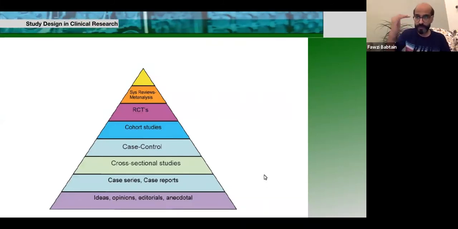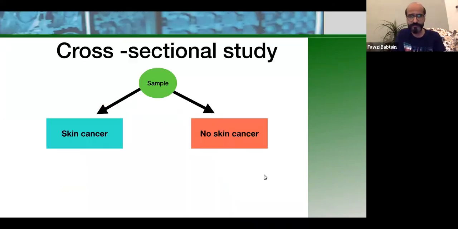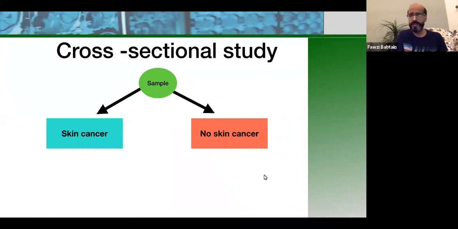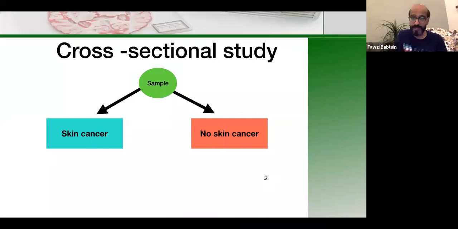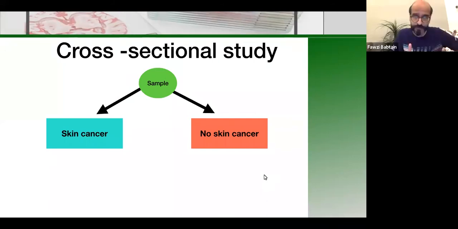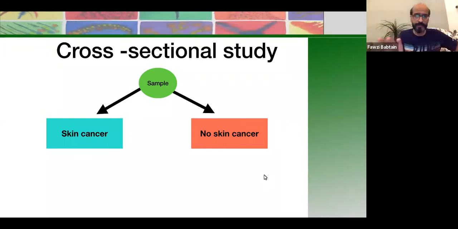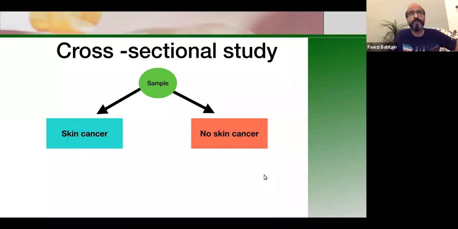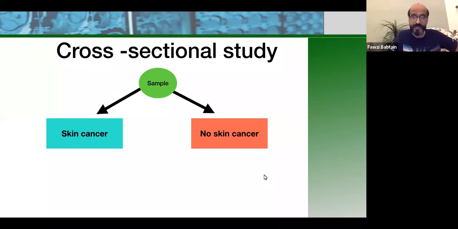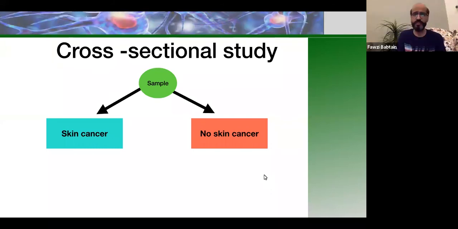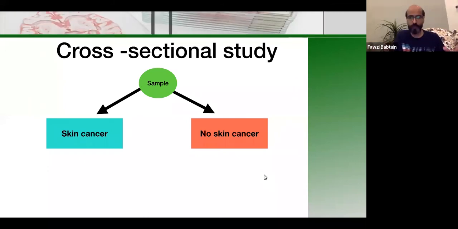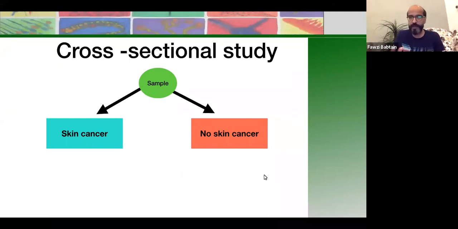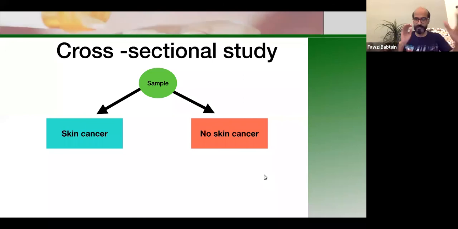Now we will just climb this pyramid with different study designs. I will start with the cross-sectional study. By the way, cross-sectional study is a lovely type of study. It can be the beginning to come up with an association between exposure and outcome. It can be a good tool to understand, but it cannot tell you exactly what is the cause and what is the effect, other than association. Let's go through this. So we have a sample, and eventually we'll have two groups, those who had skin cancer, and those who had no skin cancer. Because this is the exposure, this is the outcome.